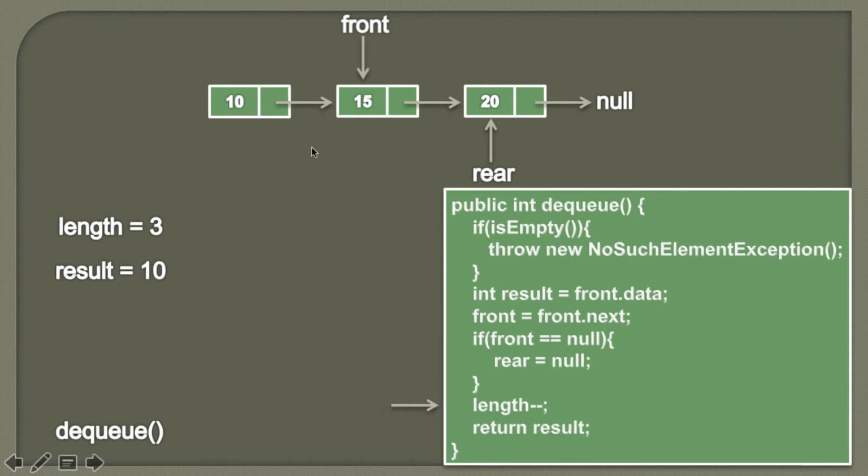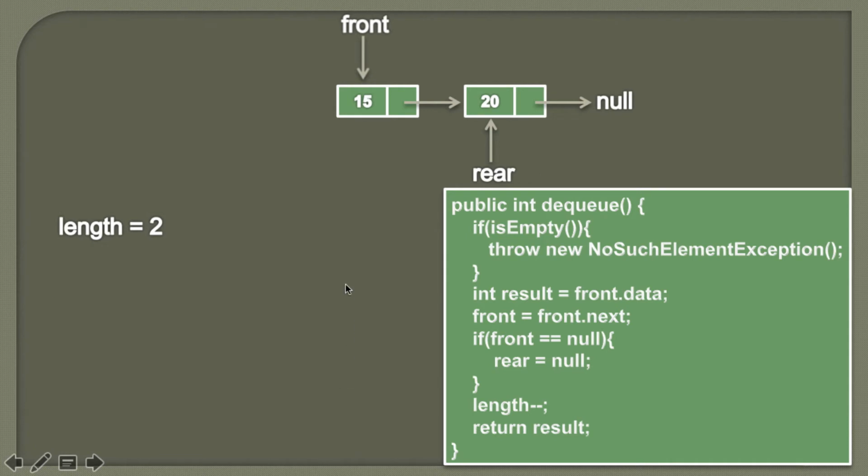So friends, as we have removed the reference of front from this node, this node will be garbage collected, and once this node is removed, we will decrement the length by 1. Currently the length is 3 and after the removal of this node, length becomes 2. So we simply decrement the length by 1. Moving ahead. And in the final step, we'll simply return the value stored in the result.